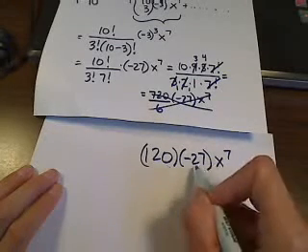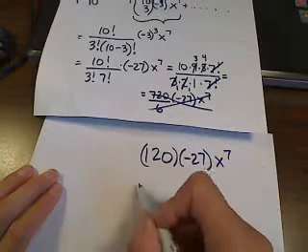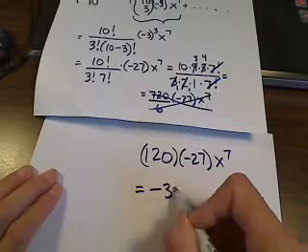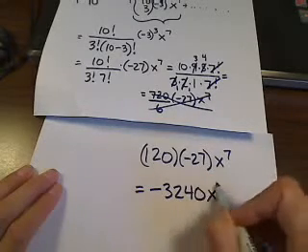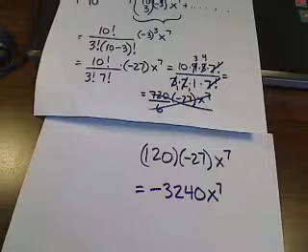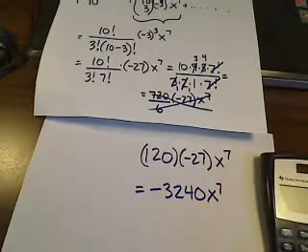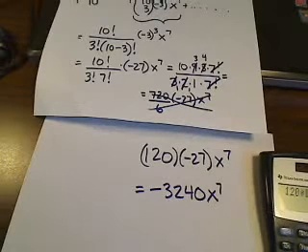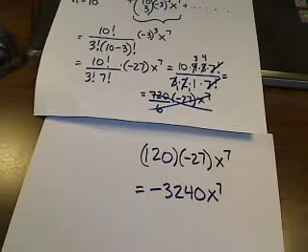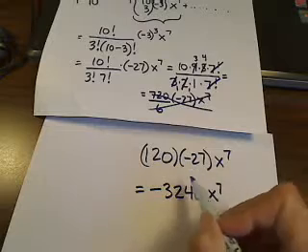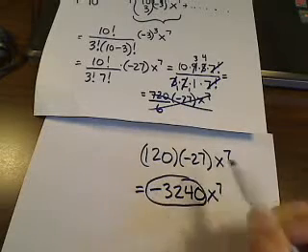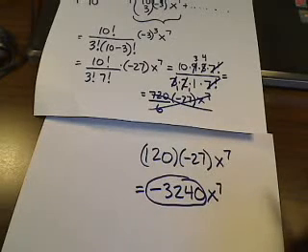And if you take 120 times -27, I believe you get -3240, x to the 7th. I'm going to check that number real quick, make sure it's right. Yep, 3240. And then they just asked for the coefficient, so they're actually just looking for that number, -3240.